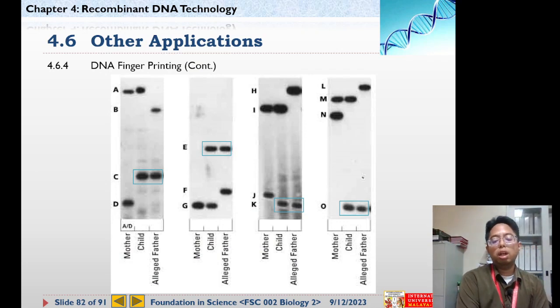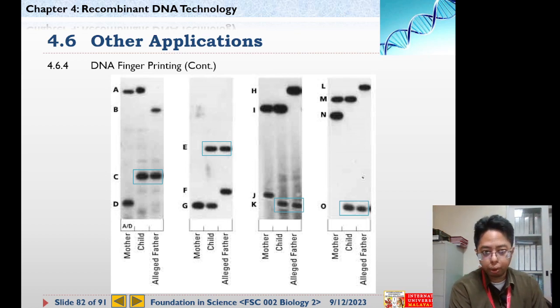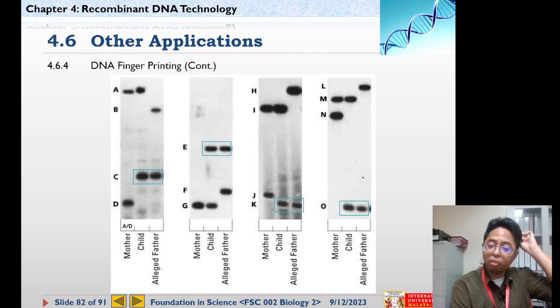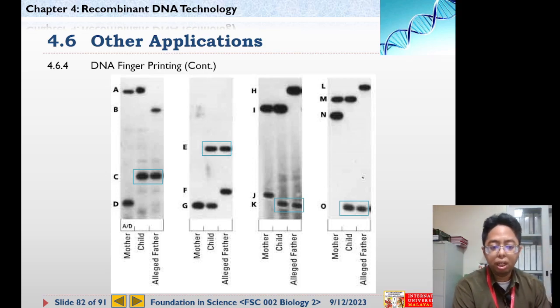This is the application of DNA fingerprinting in parentage. You can see here the mother, the child, and the alleged father. If they are the correct parents, they would have the same bands of DNA. Usually for mother and child, there will be an area which is the same, and we can see there are parts which are lining up. If the alleged father is not the actual father, then there will not be any matches at all.